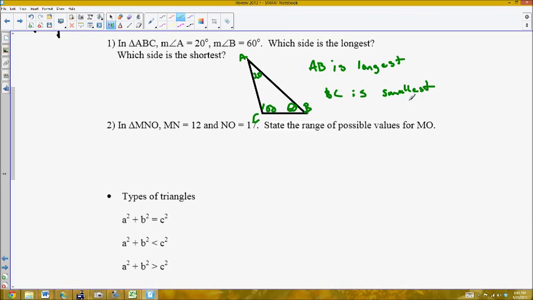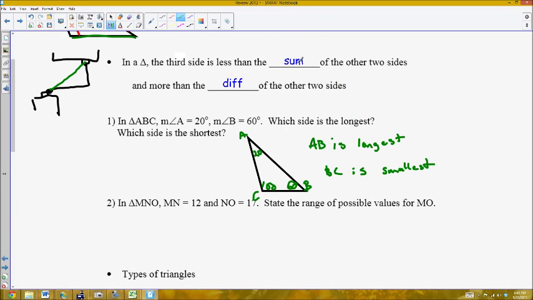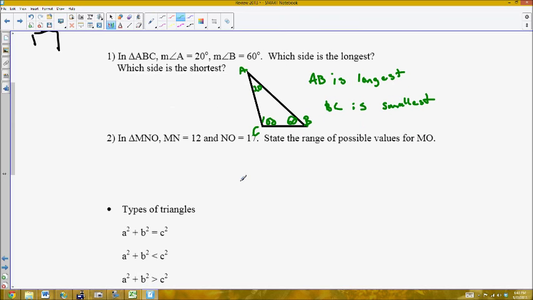Okay. In triangle MNO, MN is 12, NO is 17. State the range of possible values for MO. Well, as we noted up here, the third side has to be less than the sum but greater than the difference. So my third side, MO, has to be less than the sum of the other two sides, which is 12 plus 17, or 29, but greater than the difference of those two sides. 17 minus 12 would give me 5. So that is the range of possible values for MO. It has to be greater than 5, but less than 29 in order for this shape to actually form a triangle.